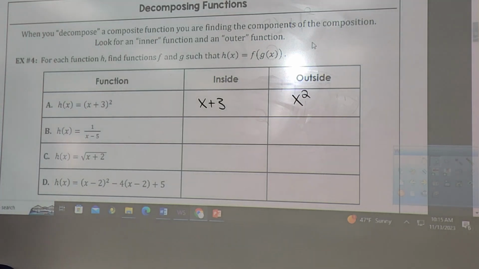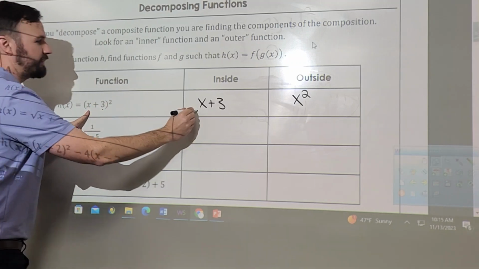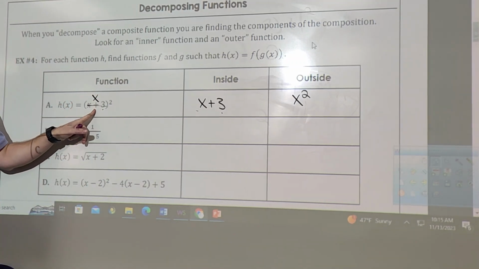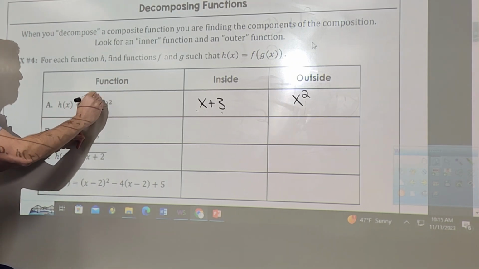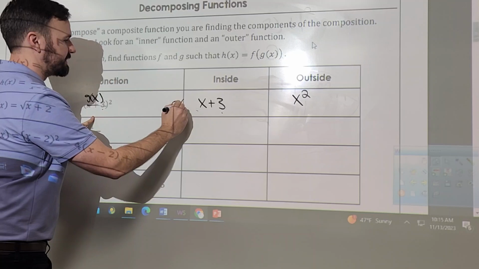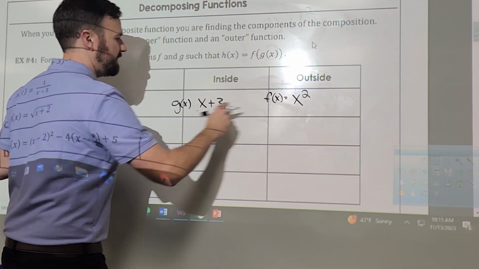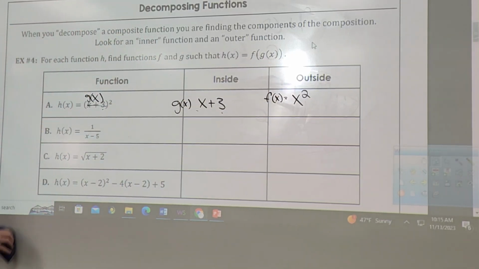Yeah. If I'm looking at my inside function, x plus 3, I'm changing that to my x. That's my g of x, right? I'm saying g of x is this, and then my f of x is this. If I plug in that for x, do I get that? Yeah.